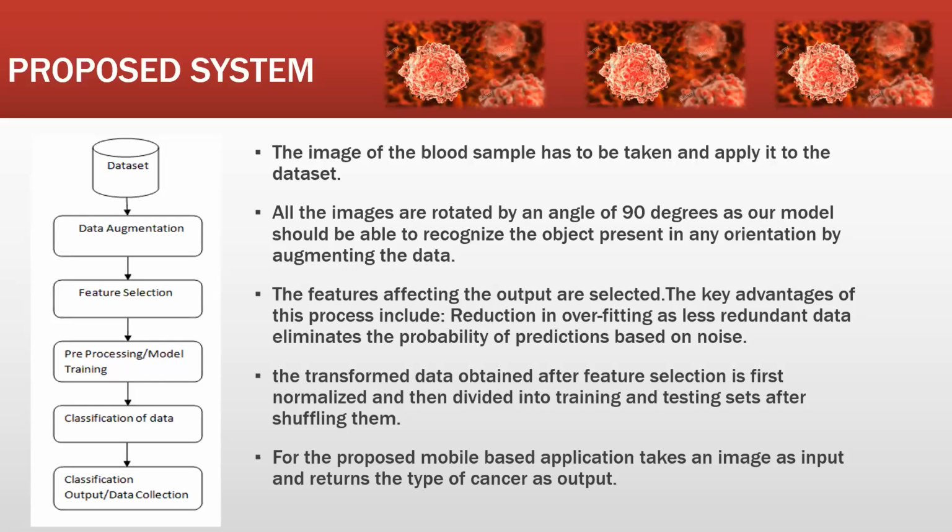In feature selection, the features affecting the output are selected, and the key advantage of feature selection is the reduction in overfitting, as there is less redundant data, and it eliminates the probability of prediction based on noise. After feature selection comes pre-processing or model training. In pre-processing or model training, the transformed data is obtained. After feature selection, the data is first normalized. And in the classification of data, the normalized data is then divided into training and testing sets after shuffling them.